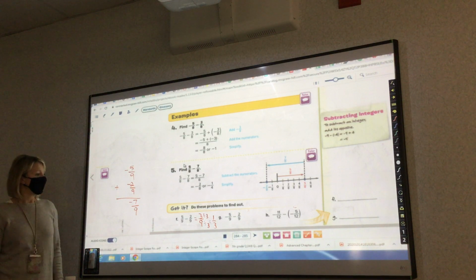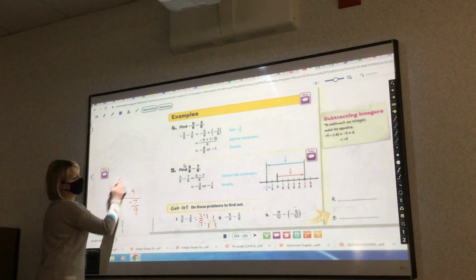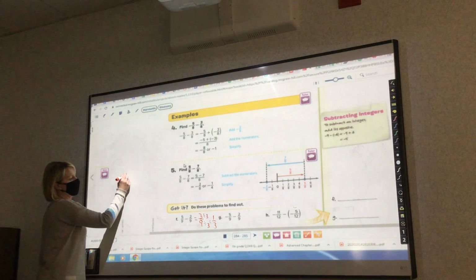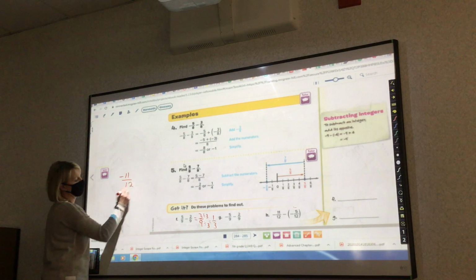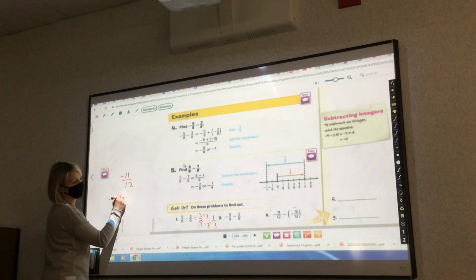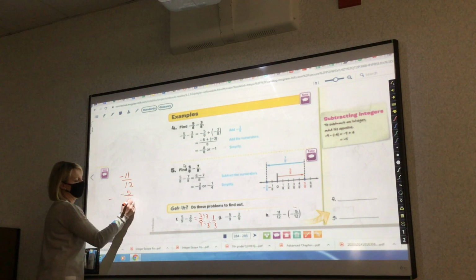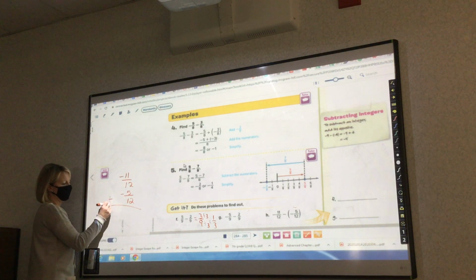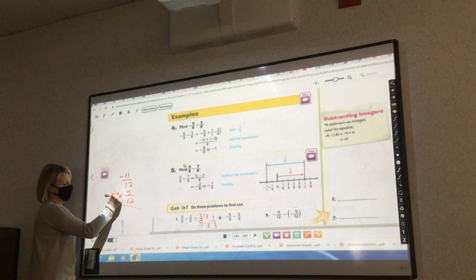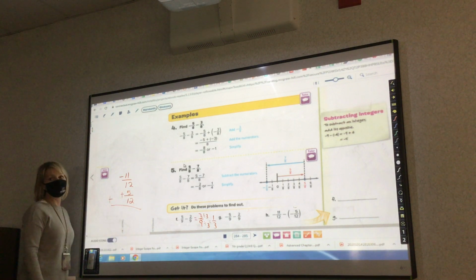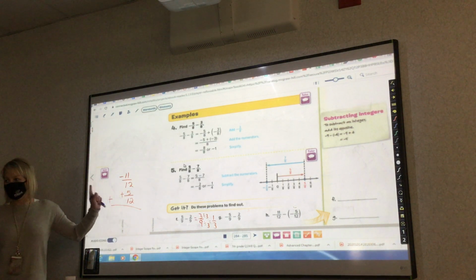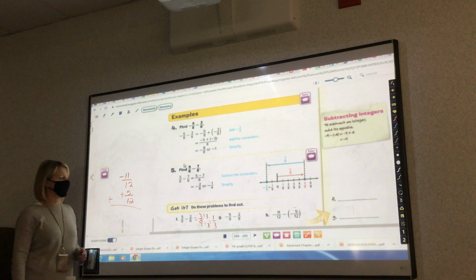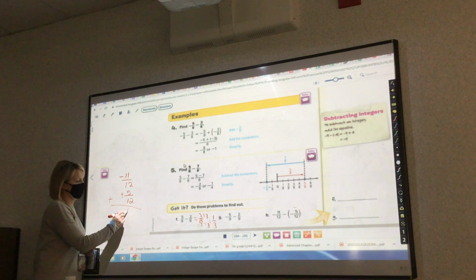Okay. A negative 11/12 minus a negative 5/12. Keep, change, change. I better write it up and down, right? And keep the keep, change, change mode going. So I keep the negative, change subtraction to addition, change that negative to positive. So now I have a negative and a positive that I'm adding. So I just subtract. What's 11 minus 5? 6/12, which equals a half.